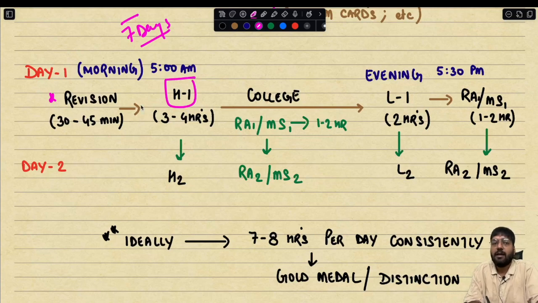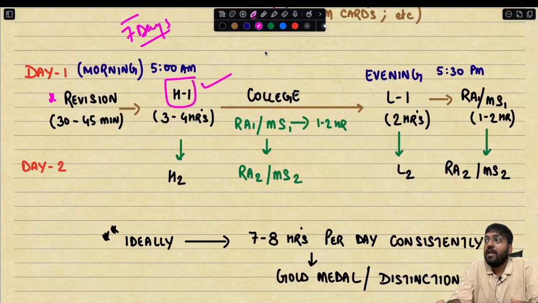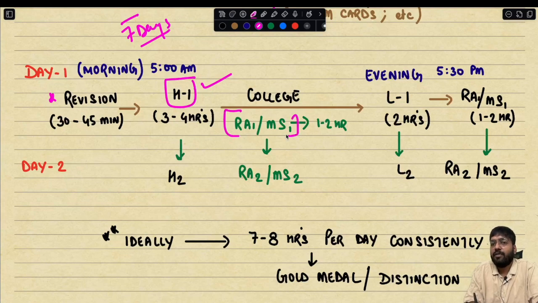Heavy subject, for example, on day 1 you started with general path. This is subject number 1. You read that, and then you go to college. Once you have already read in the morning, you become very confident that you have read all these things. Inside the college, you at least read one recent advanced topic and one miscellaneous topic. So at least 1 to 2 hours inside the college you try to read.